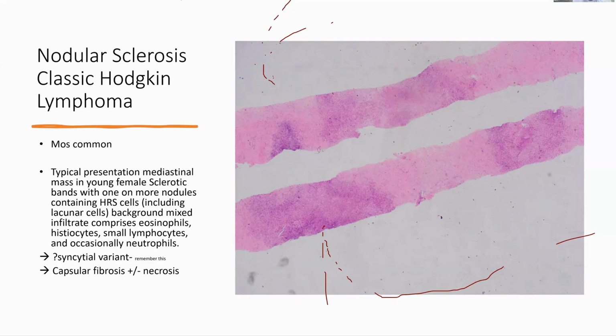And these nodules are the cellular nodules that will contain some RS cells as well as lacunar cells on a mixed cellularity background, as we mentioned earlier. Eosinophils, histiocytes, and neutrophils are common in this feature. Sometimes the larger cells will form sheets of cells. So this is what we call a syncytial variant, and it's not uncommon in nodular sclerosis Hodgkin lymphoma. The other things that we see in this are capsular thickening as well as necrosis.